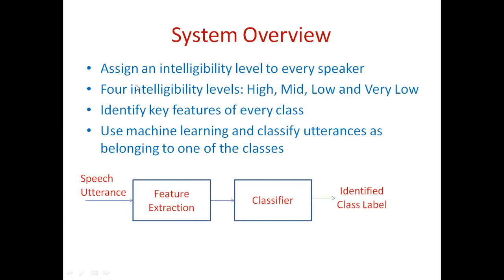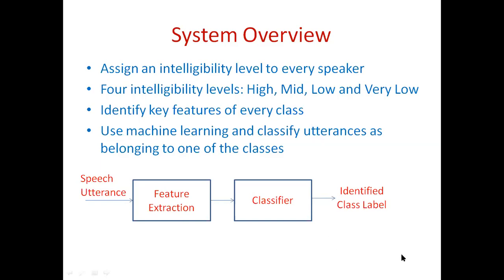we have considered a database where there are 4 different persons with speech signals with 4 intelligibility levels: high, mid, low, and very low. So the task here is to assign an intelligibility level to every speaker. First identify the features: if the intelligibility is high, what are the features which will be able to distinguish the speaker, which will be able to say that this speaker belongs to the high intelligibility level, the other one belongs to the low intelligibility level. So they are the 4 intelligibility levels.